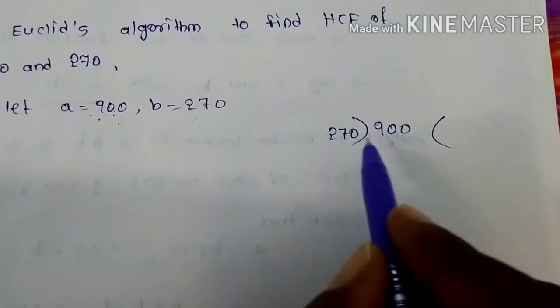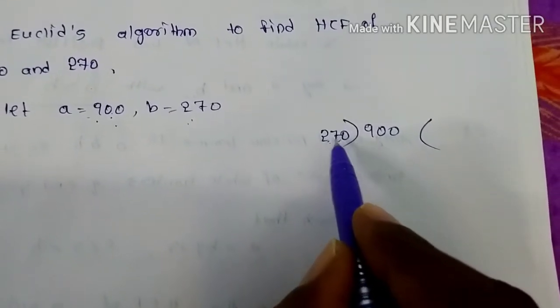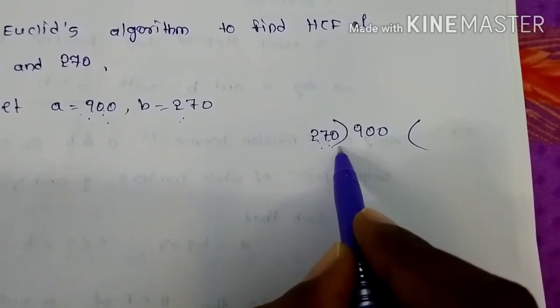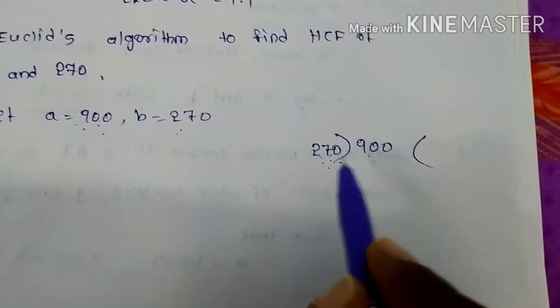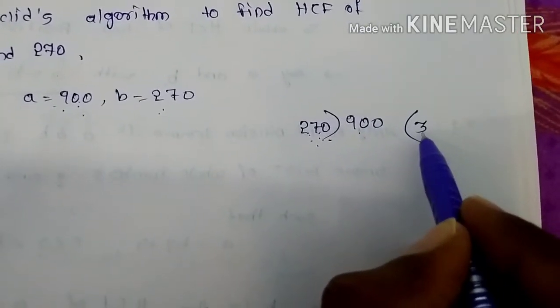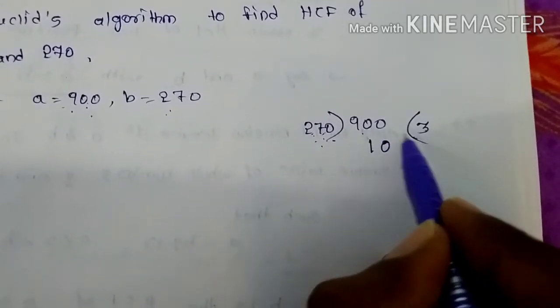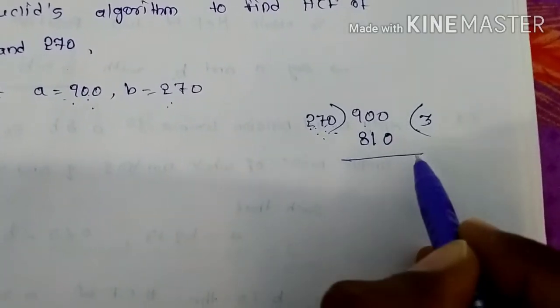How can you do? See here, if it is just, you can think 27. 27 1 is 27. 27 2 is 54. 27 3 is how much? 81. See, 81 is nearest to 90 or not? So that you can take 3 times. 3 times 3 0 0. 3 7 is 21. 3 2 is 6. 6 plus 2 is how much? 8 only. That means 810.